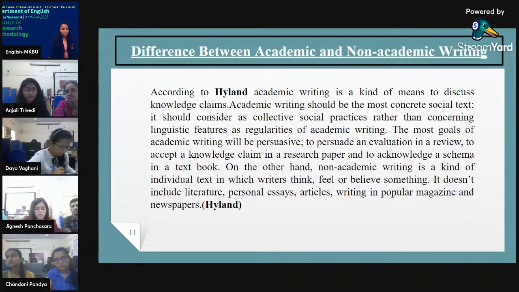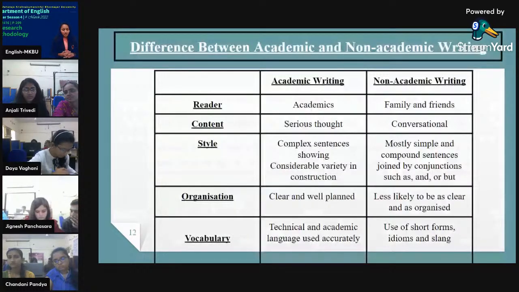These are the differences between academic and non-academic writing. In academic writing, readers are the academics, not only family and friends. And as we are now finding for the research paper, dissertation, literature review and presentation, it is considered an academic source.